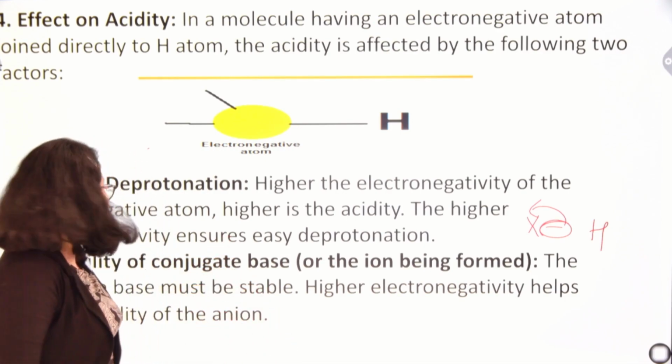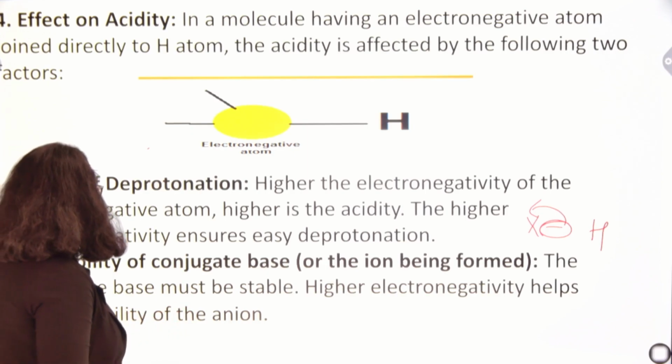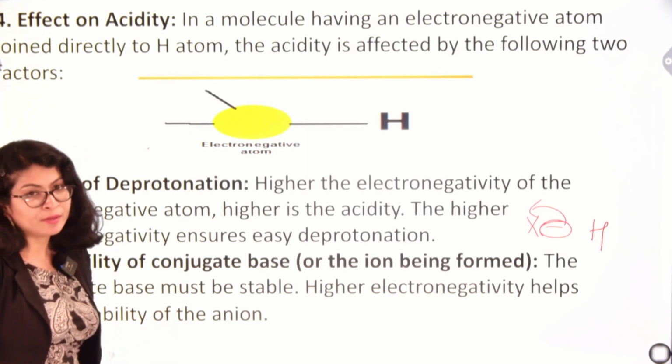Okay, the next is stability of the conjugate base, or the ion which is formed after the loss of H+. So the conjugate base must be stable. Higher electronegativity helps in the stability of an ion.